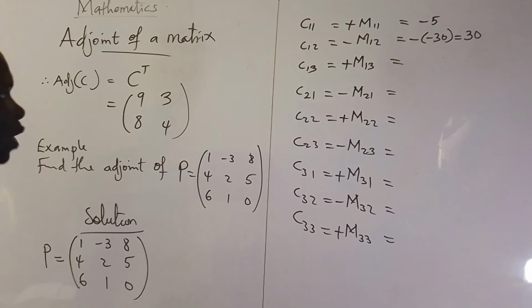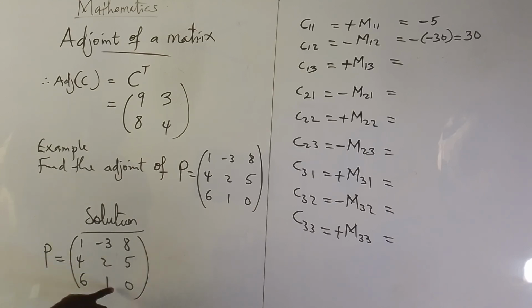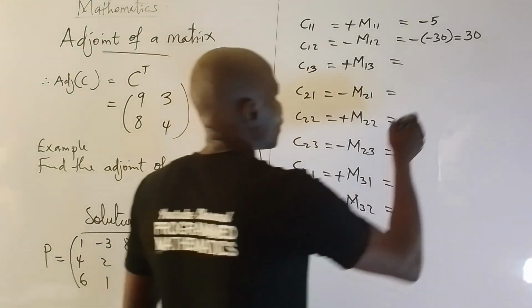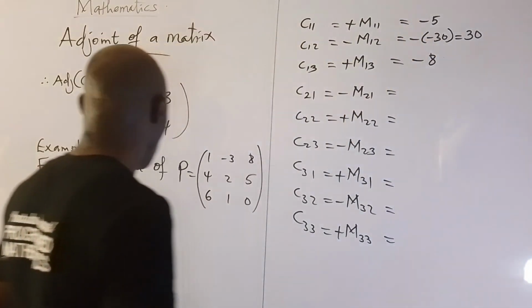Then for M13, first row, third column. First row, third column, we have 4, 2, 6, 1. 4 times 1 is 4, minus 6 times 2 is 12. 4 minus 12 is minus 8. So this is minus 8.